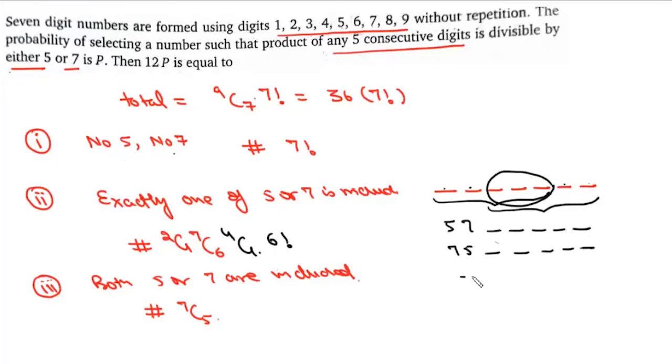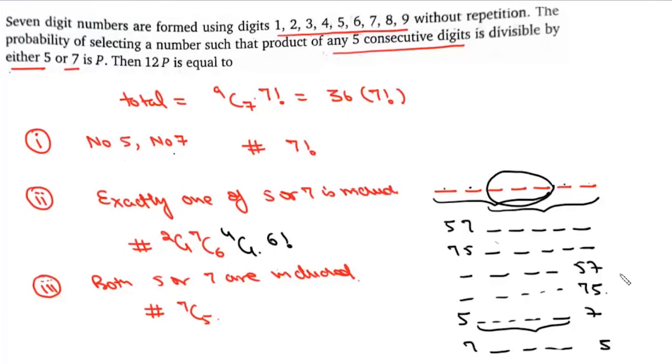or it could be numbers ending with 57 or numbers ending with 75. Then there is another possibility when the number starts with 5 and ends with 7. So we have a group of 5 which is not divisible, or it is 7 and 5. So we'll have 6 cases in which we can position 5 and 7. So it will be this into 6, and then we can arrange the remaining 5 numbers in factorial 5 ways. So these are the possible cases where the number formed is such that any 5 consecutive digits are not divisible by either 5 or 7. Now we'll calculate this probability using exclusion.